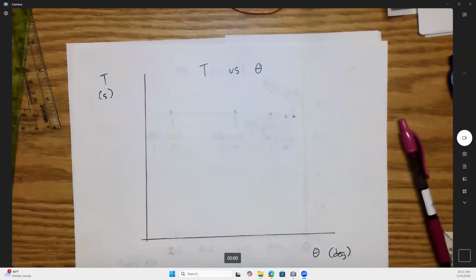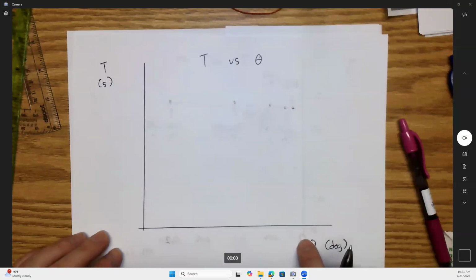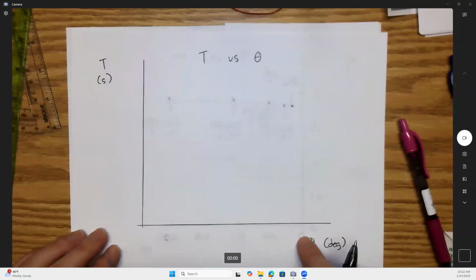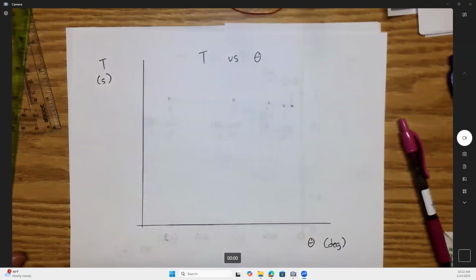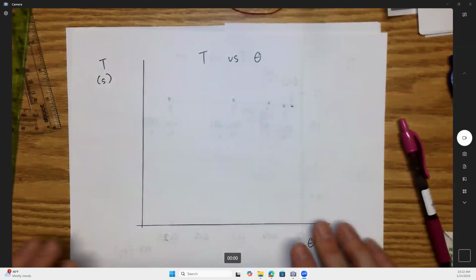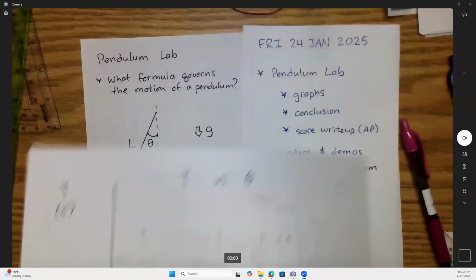All right. Do you have some good data for this one? How about Carson? You got some good data? What was the biggest angle you used? The biggest angle. Were you talking about distance to 90 or distance to 180?